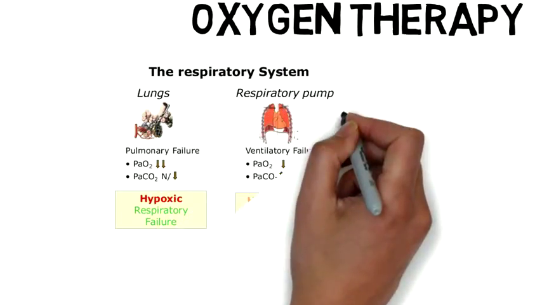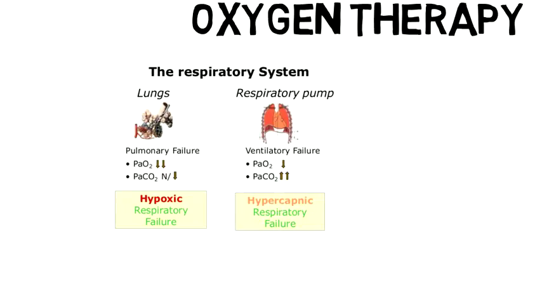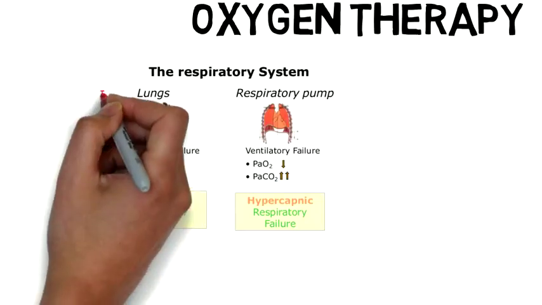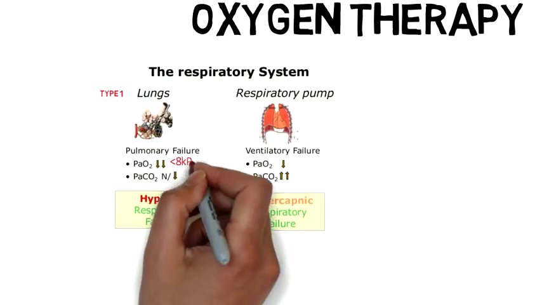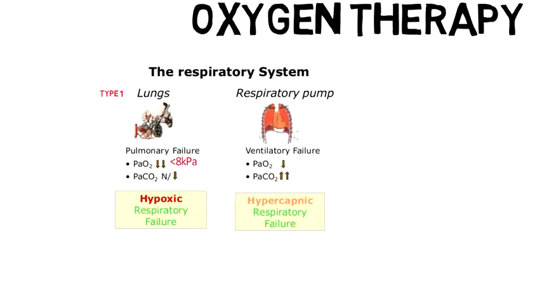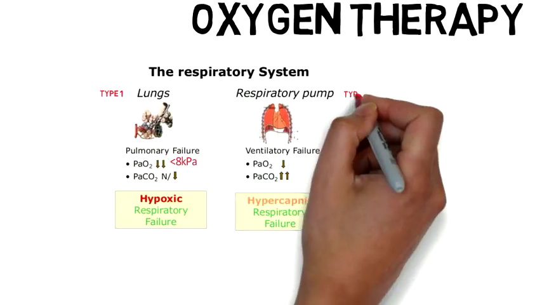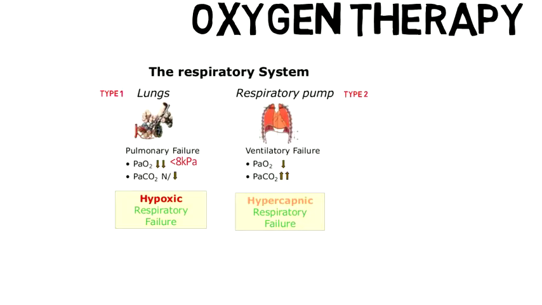So type 1 occurs when there are low oxygen saturation levels, and that can be defined as less than 8 kilopascals, or a saturation of oxygen approximately 90%. This can also occur with low or normal partial pressure of carbon dioxide levels. So the carbon dioxide levels could be normal or could be low, sorry.